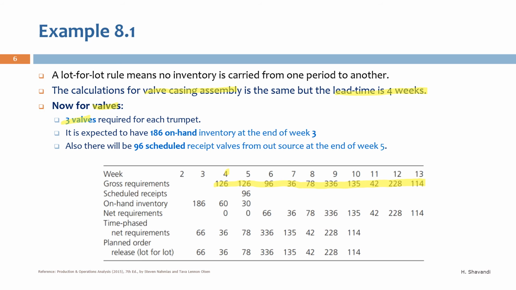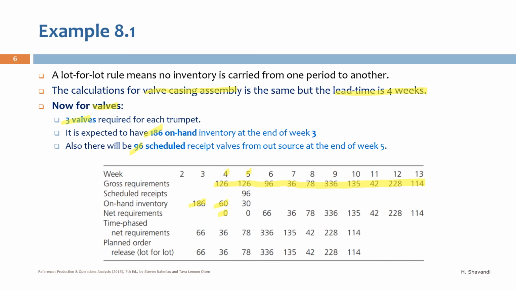and here we have done it, and these numbers are the gross requirements for valves. Okay. So if we consider the inventory on hand and the scheduled receipts, we can calculate the net requirements. Here we are expecting to receive 96 items of valves at week 5, and we expect to have 186 items in our inventory at the end of week 3. Since we have 186 items in our inventory at the end of week 3 and at week 4 we need 126, there will be no need for production. And at the end of week 4, we will have 60 items in our inventory.